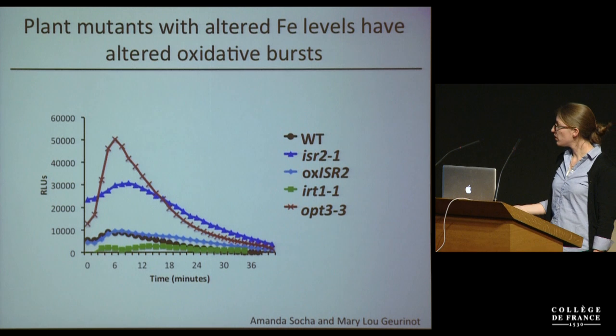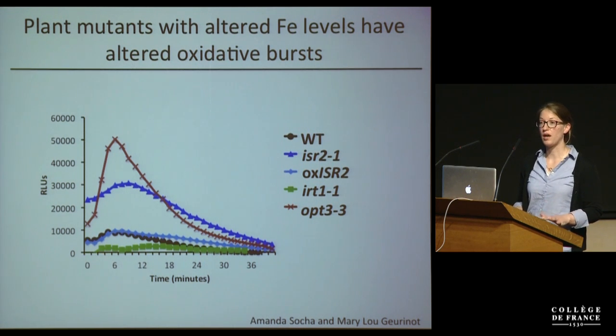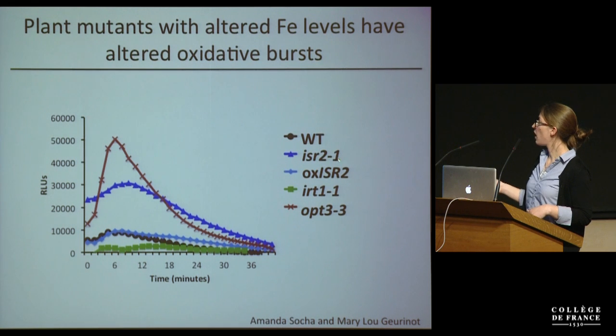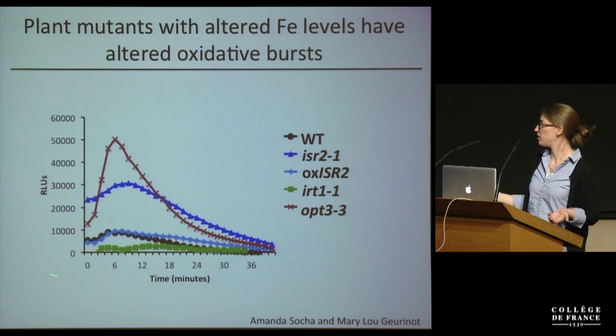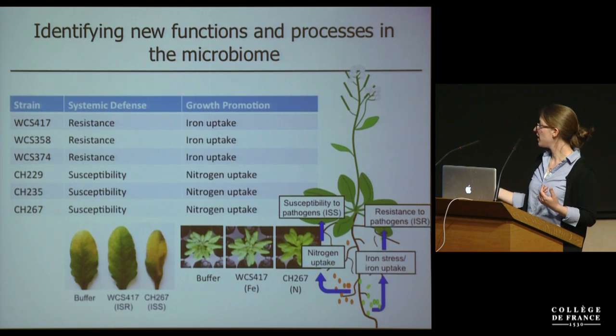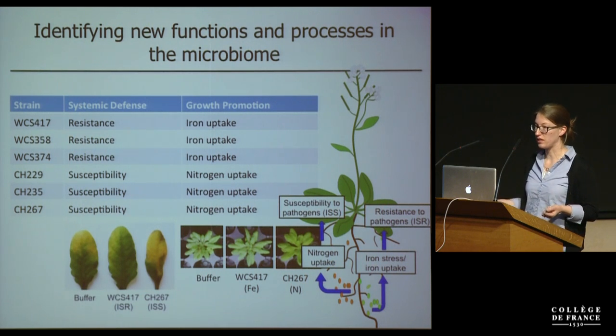With the Guerinot lab at Dartmouth, we tested a number of iron uptake mutants. Some of these plant mutants overaccumulate iron, and some have less iron. And we found that there's a correlation between plant iron content and oxidative burst. OPT3 and ISR2 have higher iron content than wild type here. And IRT1 is the plant iron transporter, and so this has less of an oxidative burst. So collectively, this suggests that it's by inducing plant iron uptake that bacteria in the rhizosphere are enhancing plant pathogen resistance.